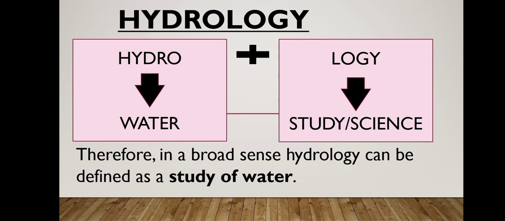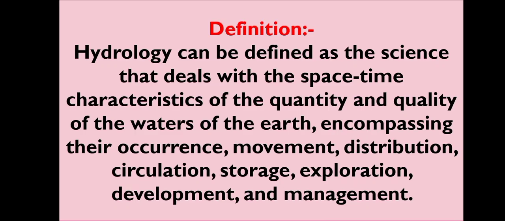You can understand it well by a definition of hydrology. Hydrology can be defined as a science that deals with space-time characteristics of quality and quantity of water of Earth, encompassing their occurrence, movement, distribution, circulation, storage, exploration, development, and management. So these are the studies with which hydrology generally deals with. The studies related to occurrence, distribution, movement, storage, etc. of water.